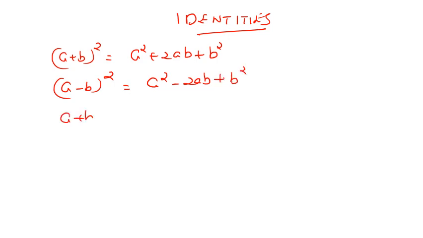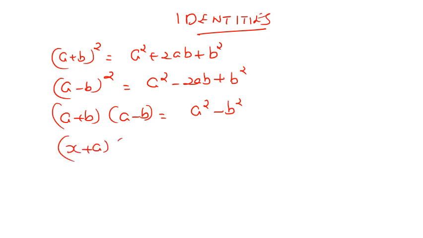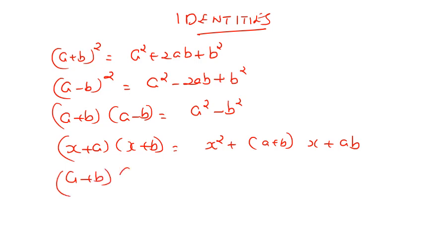What is a plus b into a minus b? a plus b into a minus b is a squared minus b squared. What is x plus a into x plus b? x plus a into x plus b is equal to x squared plus a plus b into x plus ab. Now another: what is a plus b into c plus d? ac plus ad plus bc plus bd. So these are the identities you might have studied last year, up to class 8.